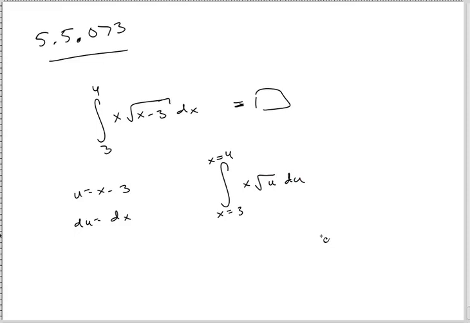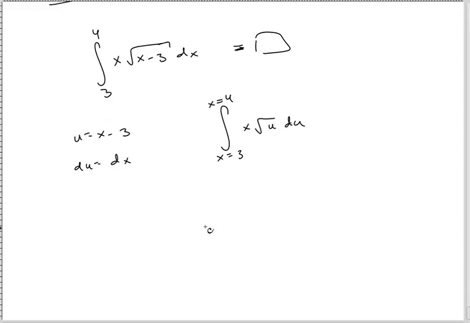I'm lost. How do I get rid of that x right here? How do I get rid of this guy? How can I cancel them? Normally they just cancel. You see something? Right here, I got u is equal to x minus 3. What if I add 3 to both sides? And so then x is equal to u plus 3.